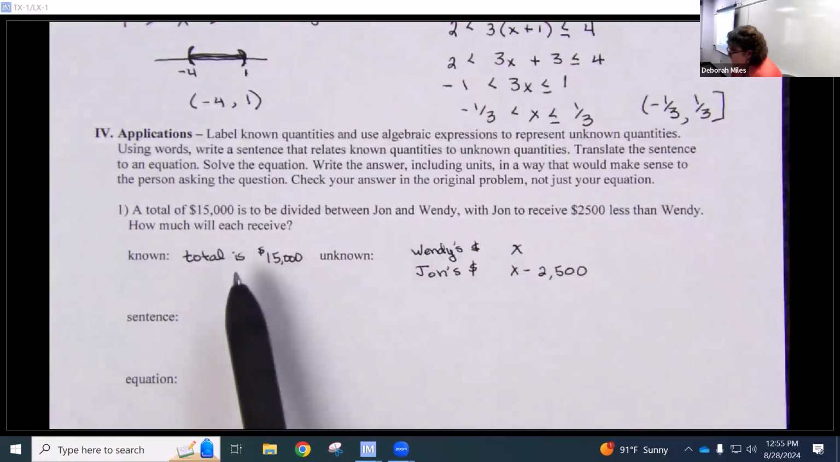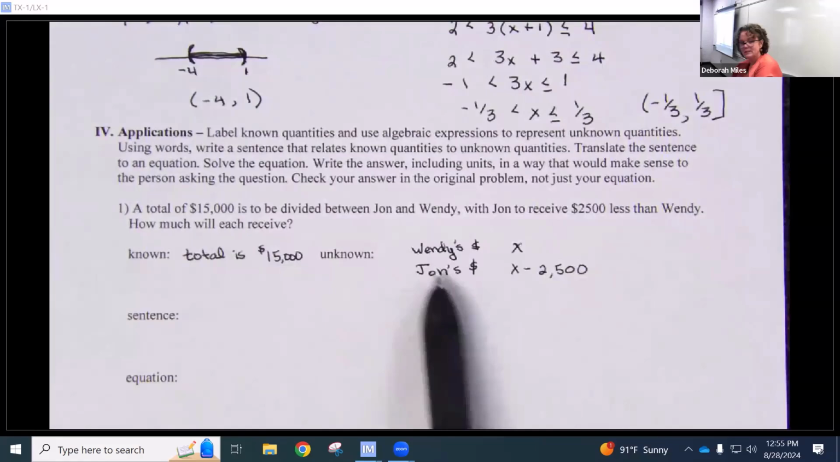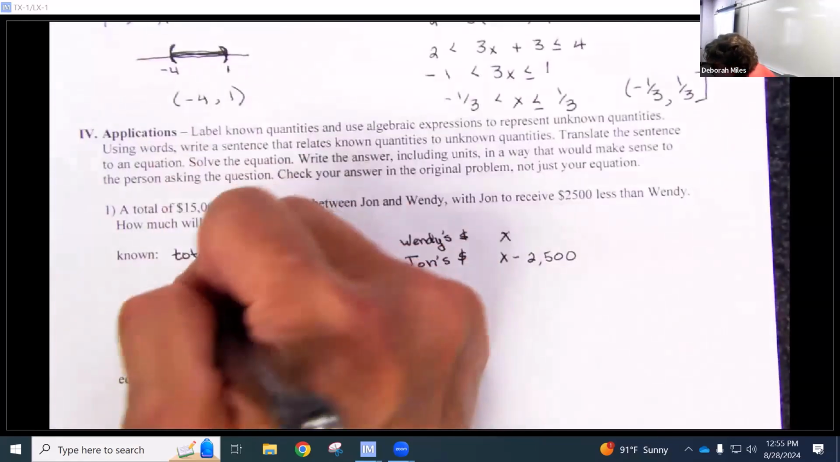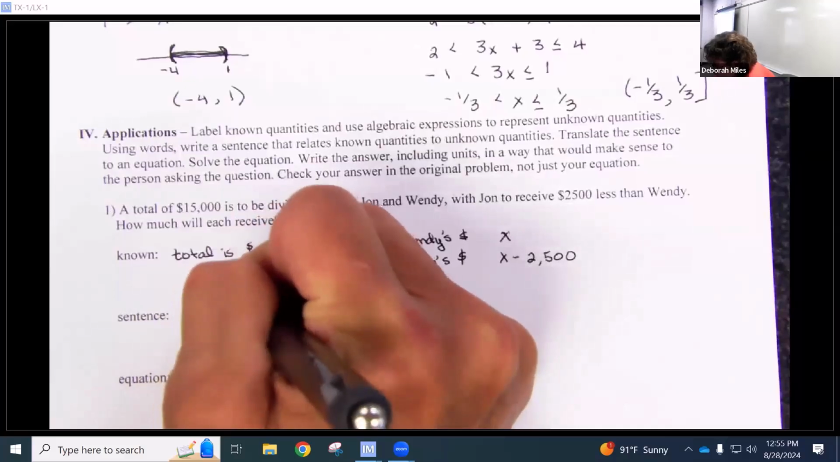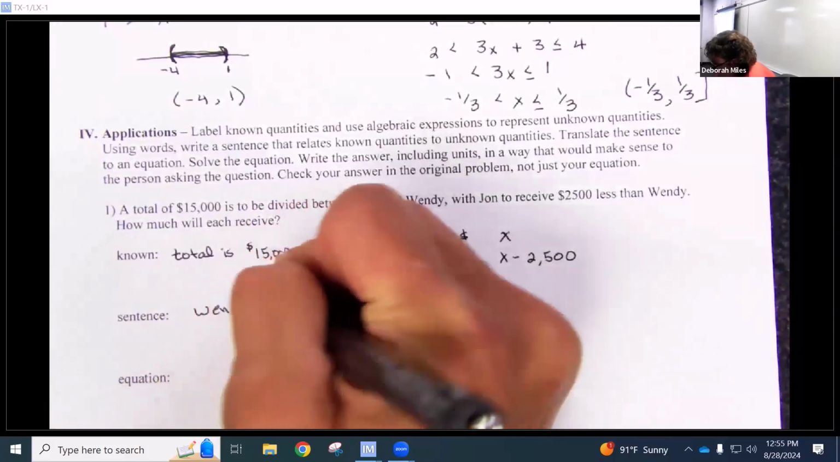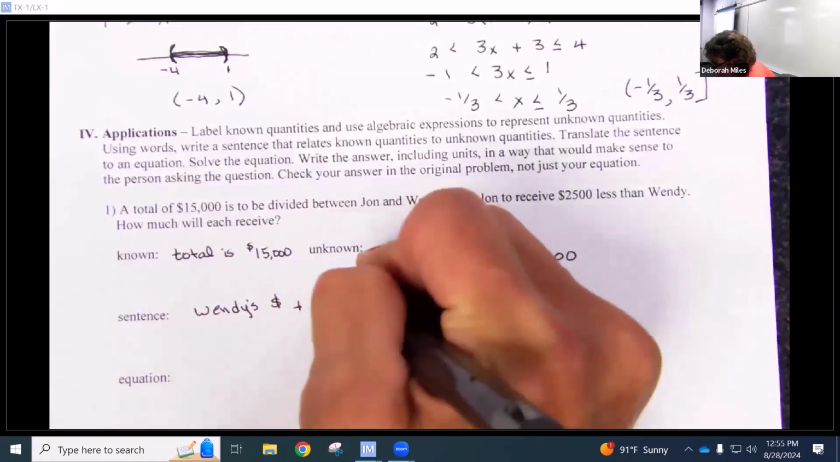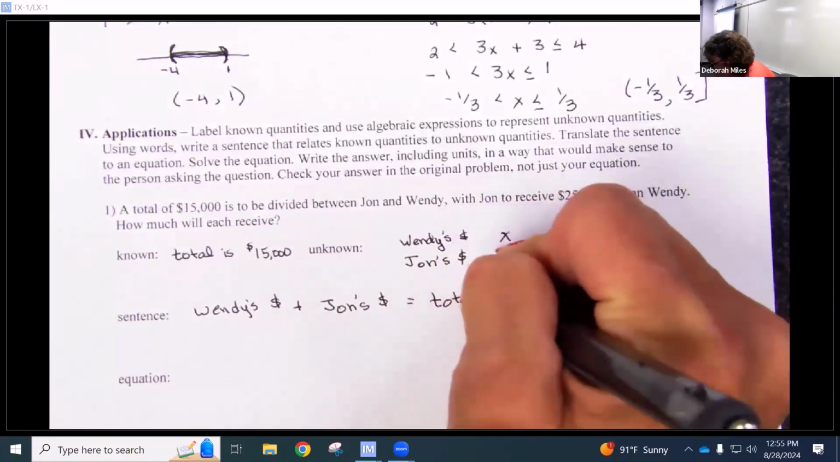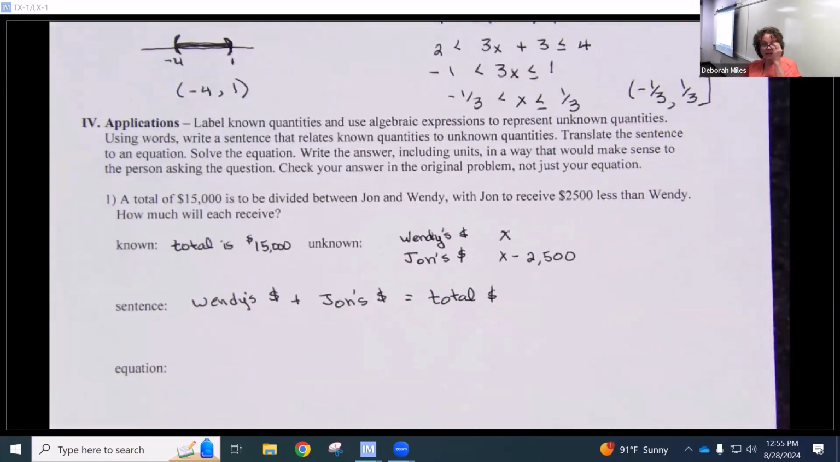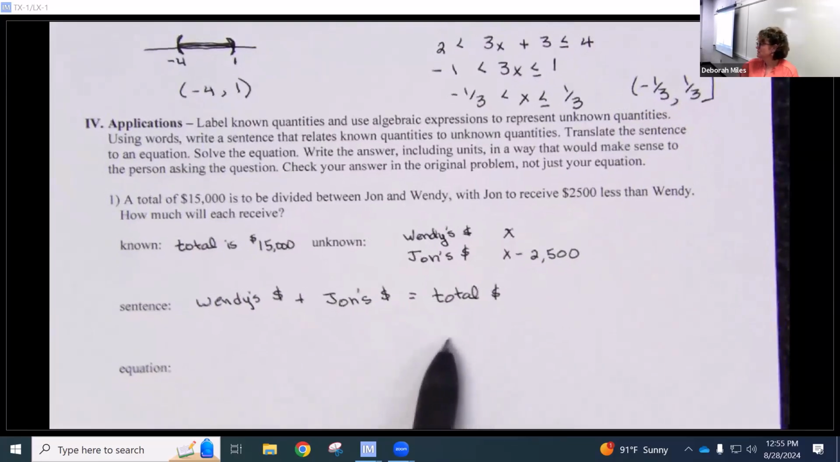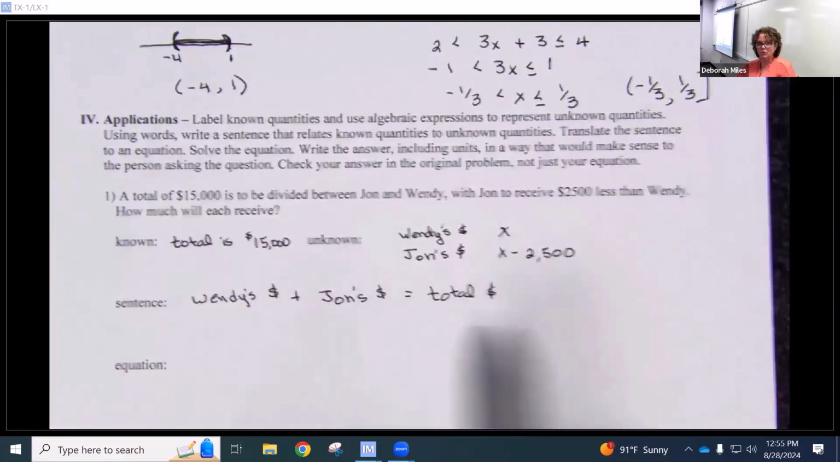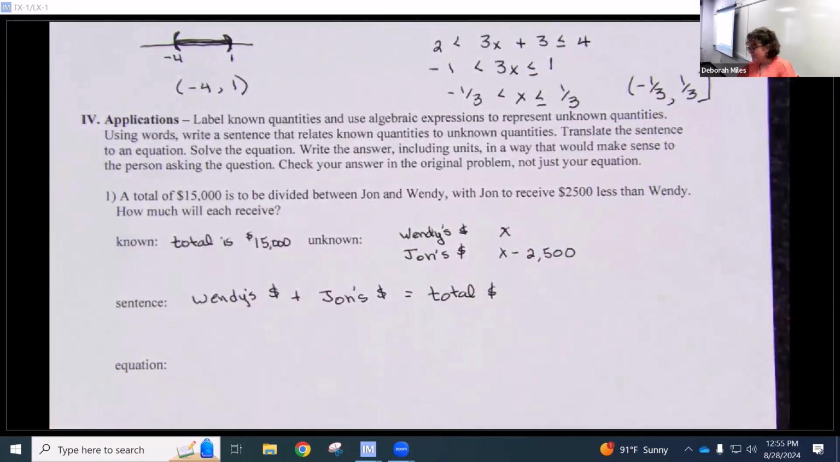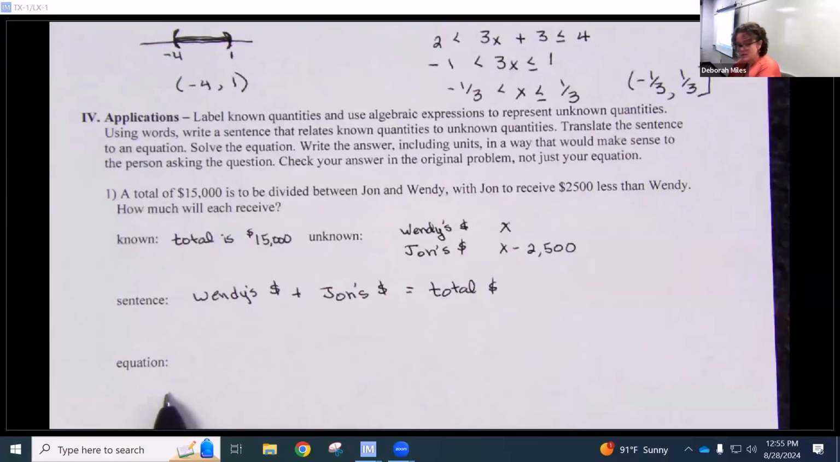And then the sentence that makes sense using these words that I've written is that Wendy's dollars plus John's dollars equals the total dollars. And it doesn't matter if you're in a math class or at Walmart, that sentence makes sense. Wendy's dollars plus John's dollars is the total dollars. And like I said, if you can write the sentence, the equation is easy.